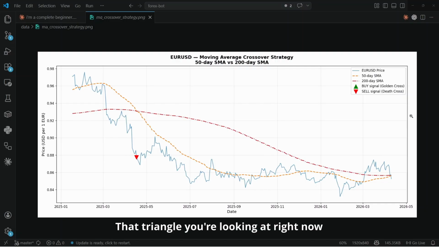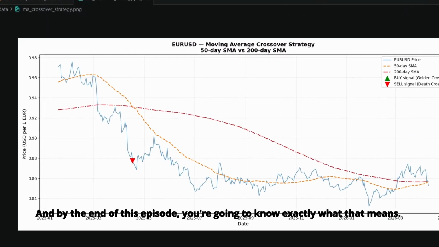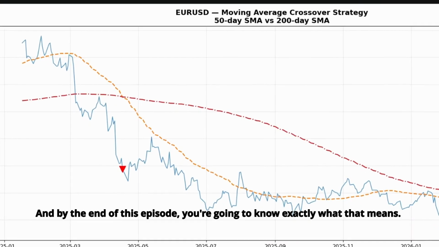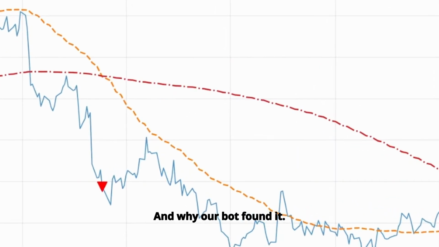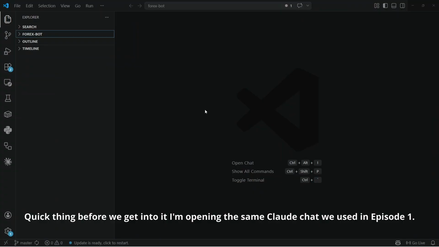That triangle you are looking at right now, that's a death cross. And by the end of this episode, you're going to know exactly what that means and why our bot found it.